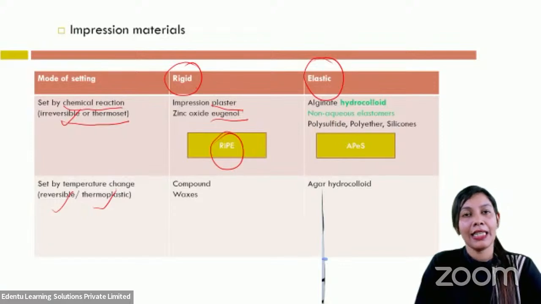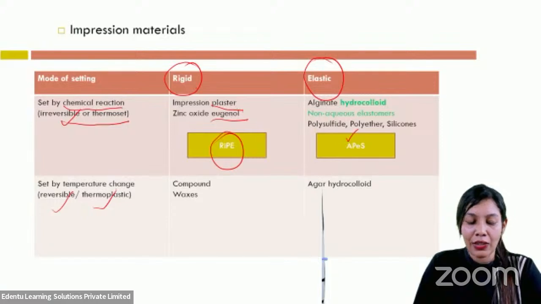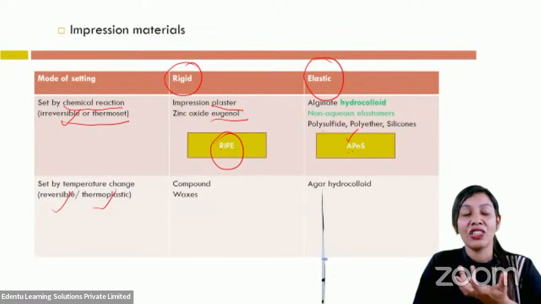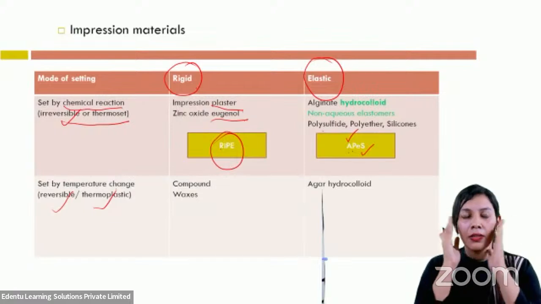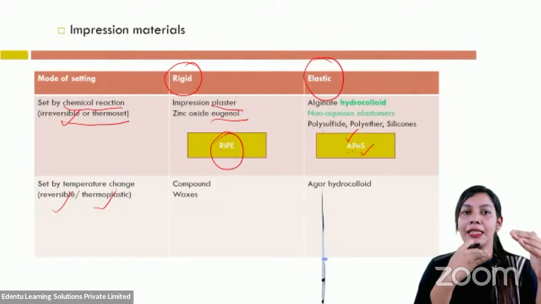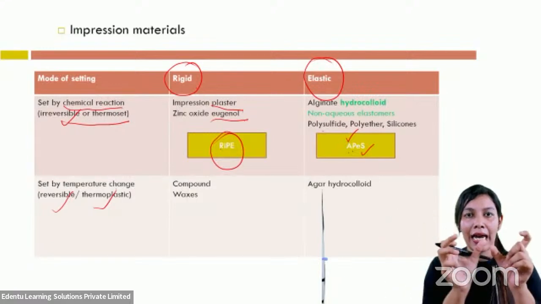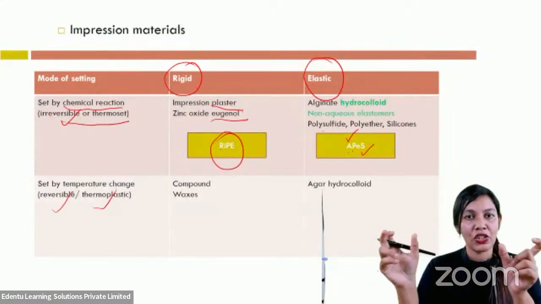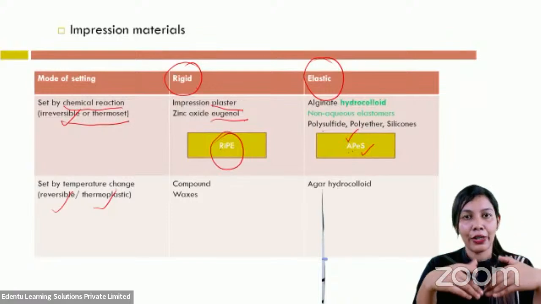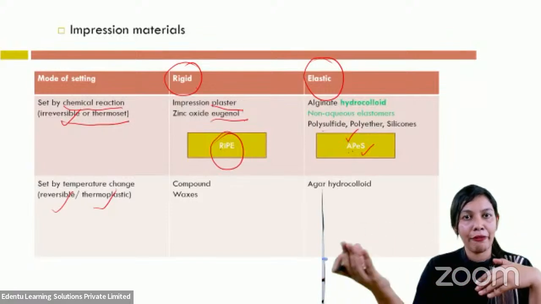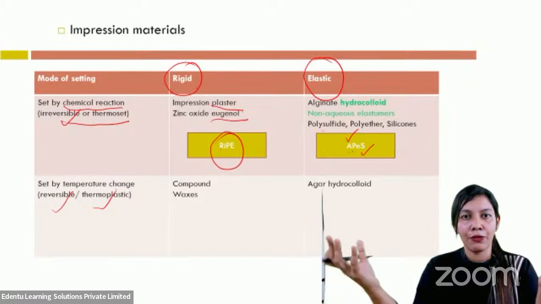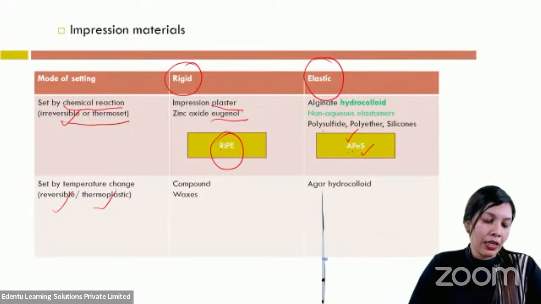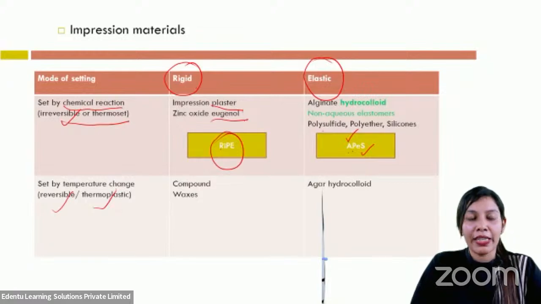What is the elastic? Elastic means even though it sets, it has an elastic property. A is all the alginate hydrocolloids. Second, P is all the polysulfides, polyethers, meaning elastomeric materials, and S is the silicones. Understood? Just memorize this box as such: chemical, temperature, rigid, elastic, RIPE, and APES. R for rigid, and P and E for the plaster and eugenol. The other is A for alginate, P for all the polysulfides, polyethers, etc. S for silicones, right?